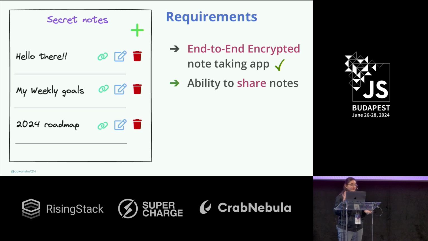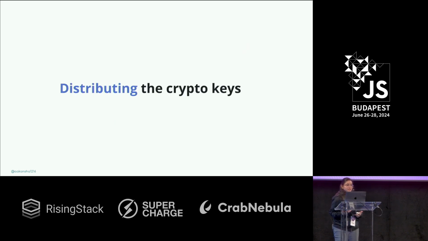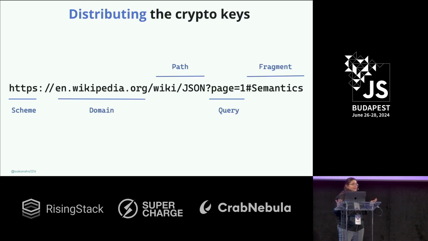Now I need some way to actually share the notes. The IV part is done. I need some way to distribute the crypto keys as well, so that I can share the keys with you. And what is the most secure way to do it? Let's look at this URL. It has a scheme, domain, path, query, and fragment. So what is this fragment? We actually use this very often. Can anyone tell me where you see this fragment parameter most often?